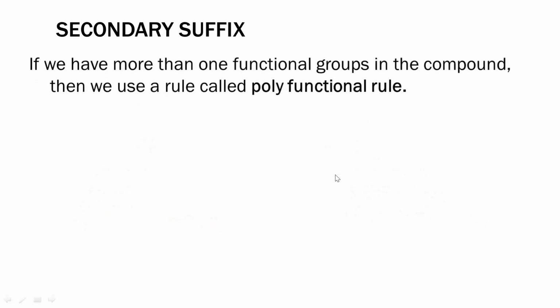So what if we have two or more functional groups? All right, we write the name of the functional group in the secondary suffix. But if there are two or more functional groups, what can we do? If there are two or more functional groups, we cannot write two or more secondary suffixes. All right, so for that we use the polyfunctional rule, right? So what is the polyfunctional rule now?